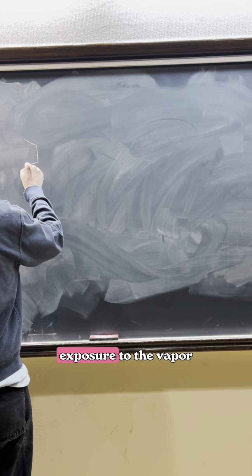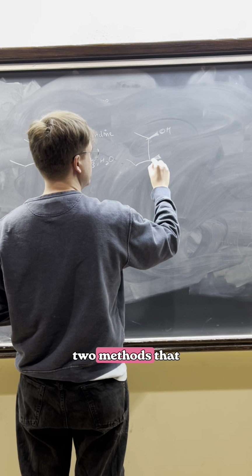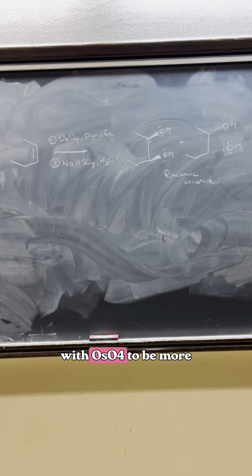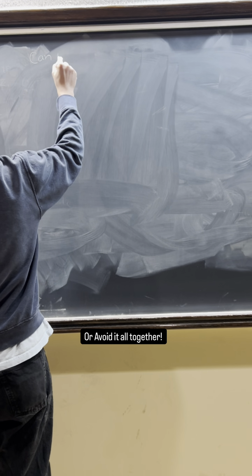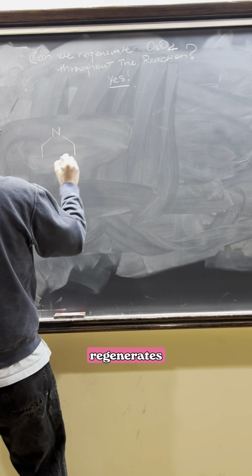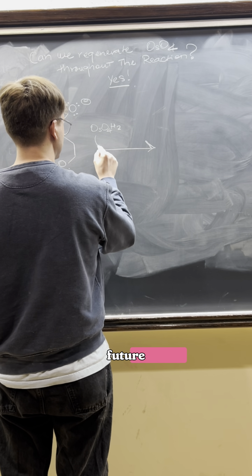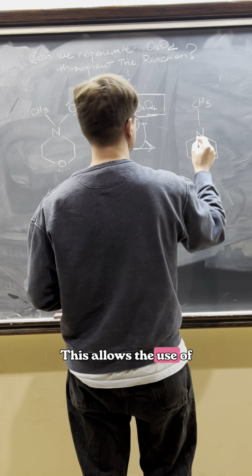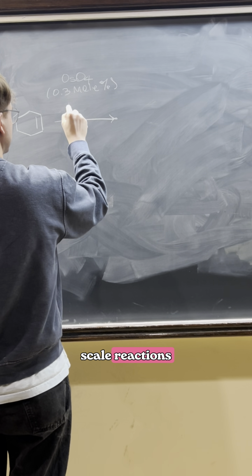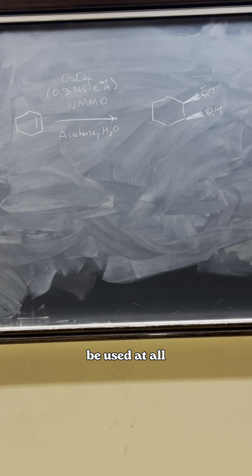Inhalation or even just exposure to the vapor can cause some serious damage. But throughout this video, we're going to talk about two methods that chemists have used to allow working with osmium tetroxide to be more manageable and less of a health risk. One of the first approaches is to use a catalyst that regenerates osmium tetroxide after reactions so that it can perform future reactions. This allows small amounts of osmium tetroxide to be used for large-scale reactions, minimizing the risk by minimizing the amount of osmium tetroxide needed at all.